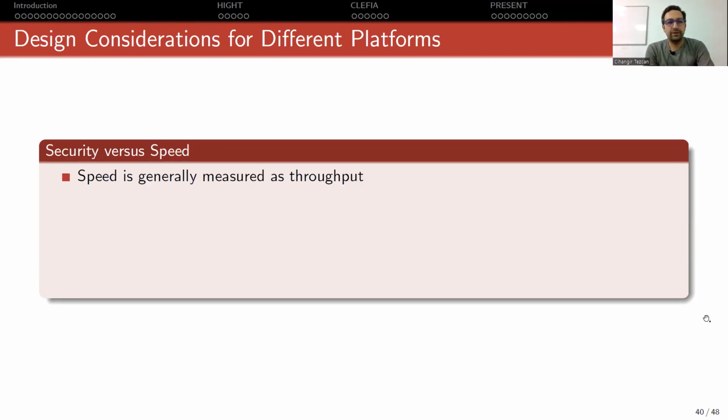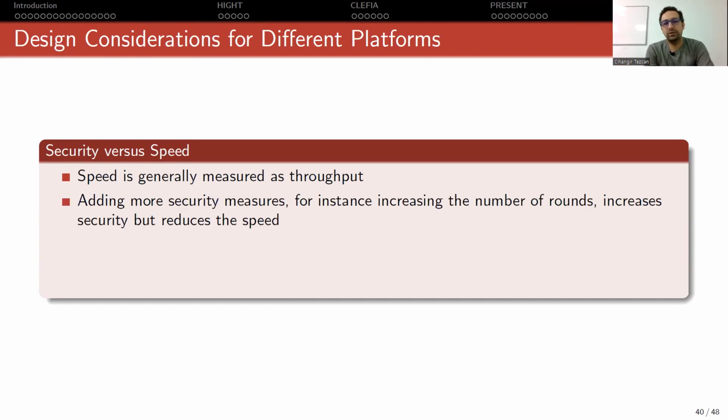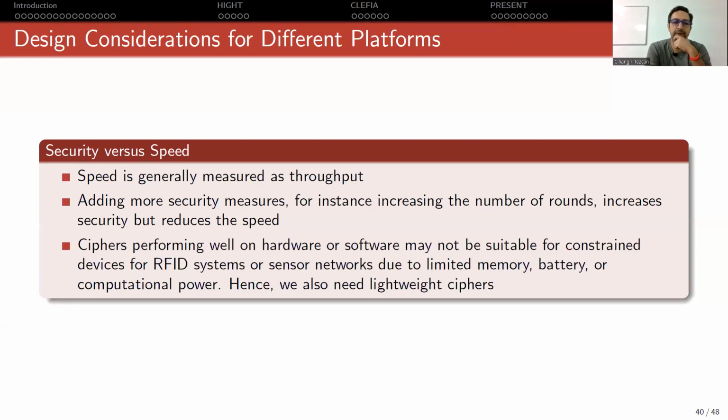And also, if you consider security versus speed, speed is generally measured as throughput. Adding more security measures, for instance, increasing the number of rounds or adding more operations like matrix multiplication, makes it more secure, but reduces the speed. Right? This is why we are always trying to keep the round function as minimal as possible, with minimal operations for the confusion layer and the diffusion layer.